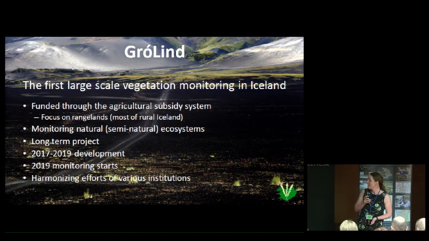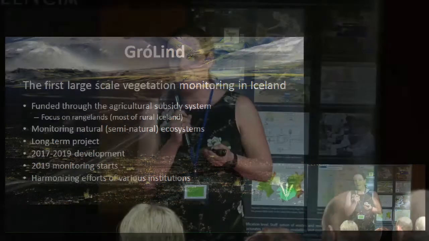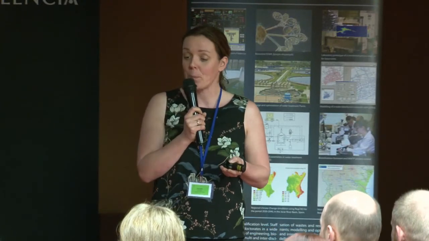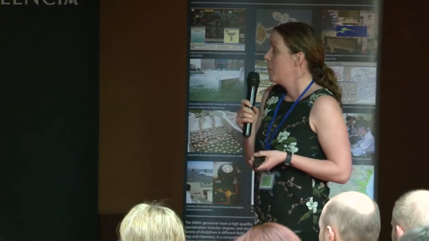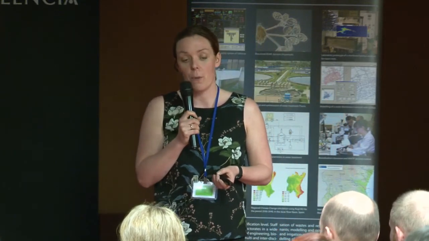But we're changing that. At the moment we're developing a nationwide vegetation and soil monitoring system, and this is actually funded by the stakeholders. Most of the funding comes through the agriculture subsidy system, because the sheep farmers saw that they needed this information to be able to use the land in a sustainable way. We're in the development phase, but the monitoring will start next summer, the summer of 2019.